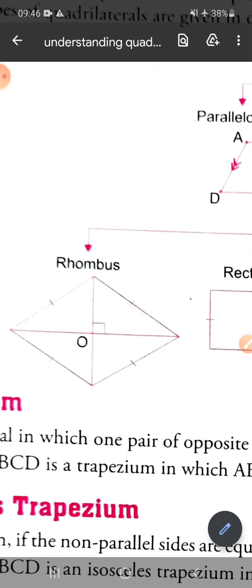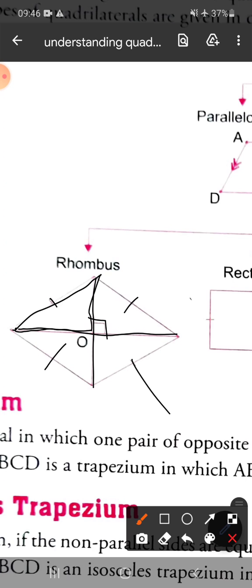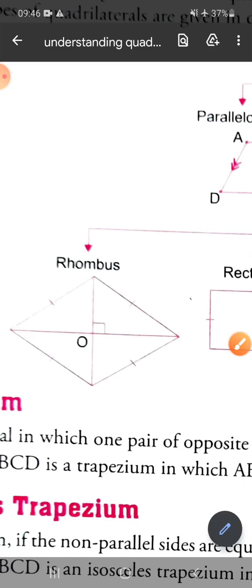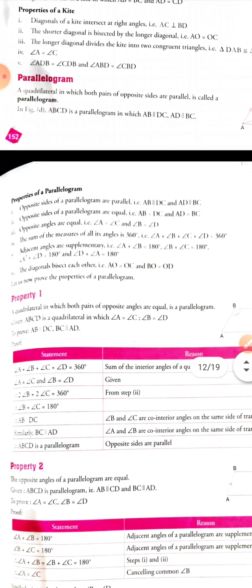Now the third type is the rhombus. In a rhombus we have all sides equal. First thing, the diagonals of the rhombus bisect each other at right angles. So in this triangle we can easily apply the Pythagoras theorem to find the value of its bisected diagonals or the length of the side. Now here are some properties. This we will discuss in the next lecture.